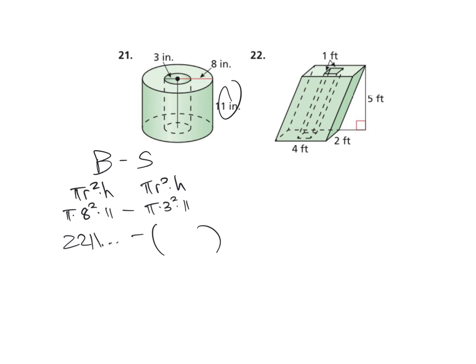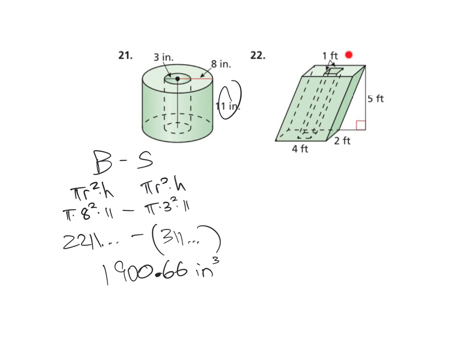All right, and that comes out to like 311 dot dot dot dot. So hit equals at that point, and that'll give you your total, 1,900.66 cubic inches.